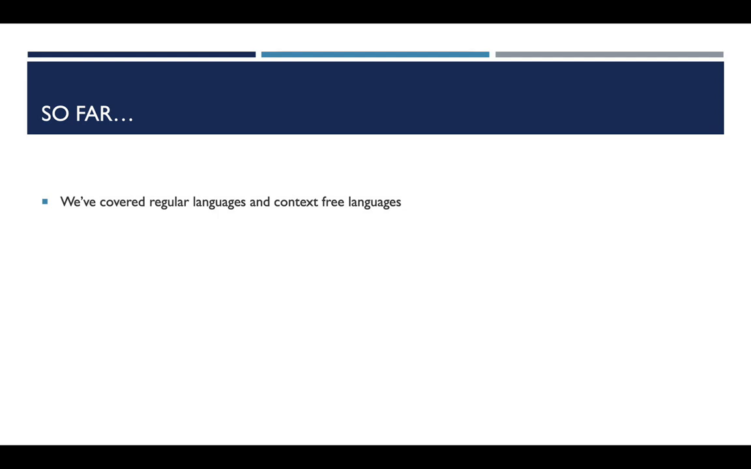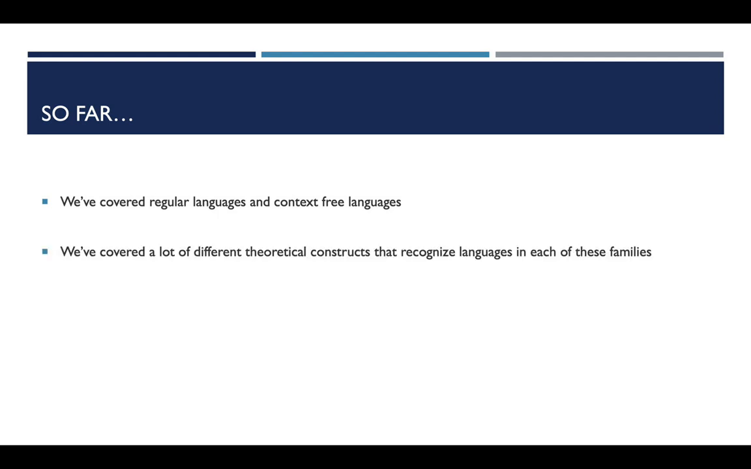The first thing we've done is we've covered regular languages and context-free languages and all of the differences between those two things. But we've also talked a lot about different theoretical constructs that allow us to talk about those languages. So we've talked about things like DFAs, NFAs, PDAs, all of the different types of grammars, and things like regular expressions that not only represent these different types of language families, but also allow us to answer questions like the membership question that deals with if a string belongs to a specific language or not.